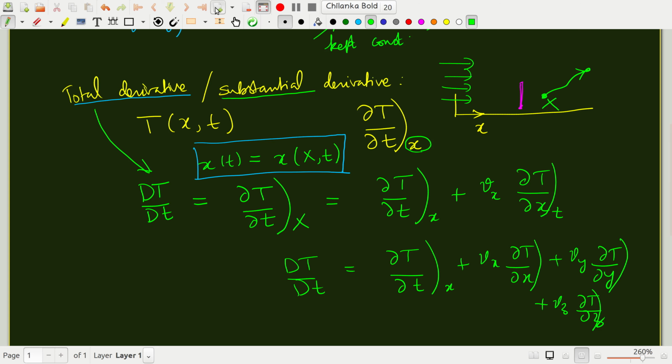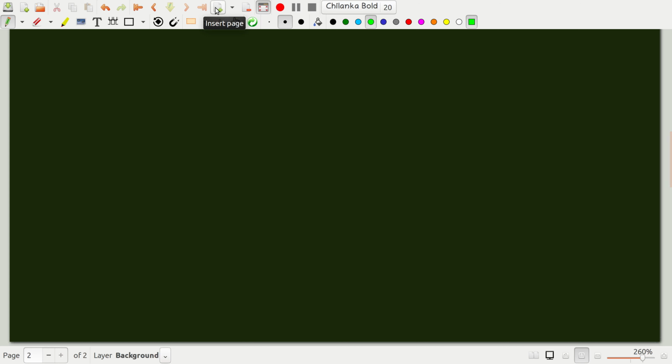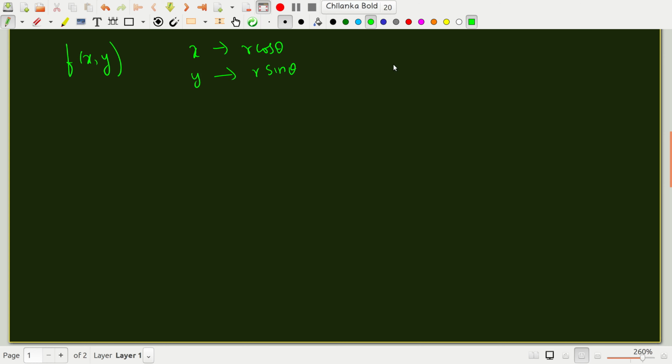Now let's start a slightly different topic in this module. Suppose you have a function of two variables, f of x, y. Now you want to convert x to r cosine theta and y to r sine theta. These are the plane polar coordinates, as you all know. So you might be familiar with x, y, and then r, and then theta. This is r, this is the point, the distance from the origin is r, and so on.